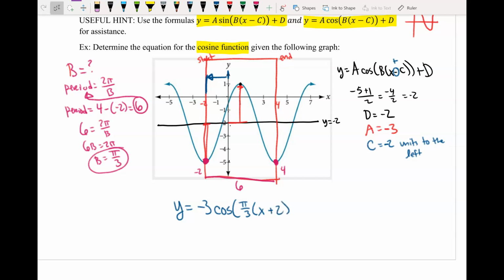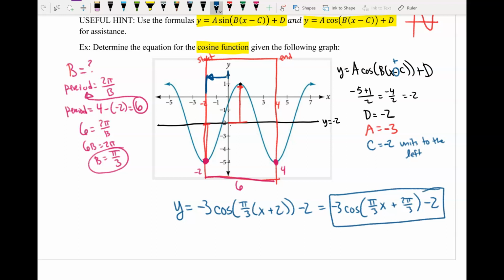So notice that this +2 is just telling me that I'm moving over to the left 2 units, and then d, which is -2. So I can just finish this up as -3 cosine pi over 3x plus 2 pi over 3 minus 2. And this would be my final solution.